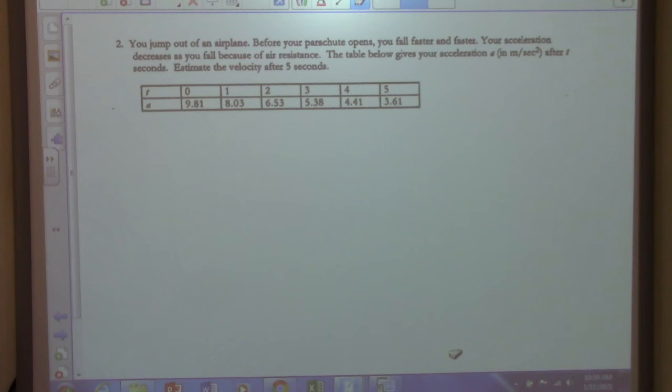Which is going to give the higher value, the left Riemann sum or the right Riemann sum? The right. The right will give the higher value.